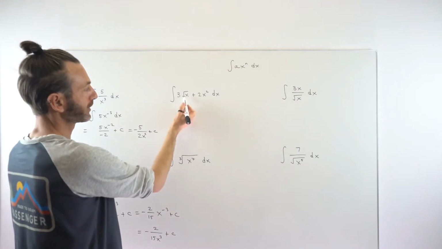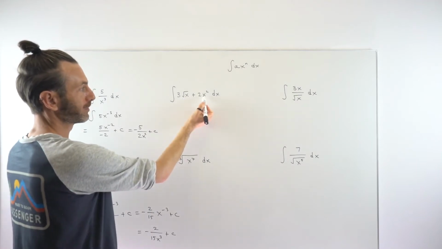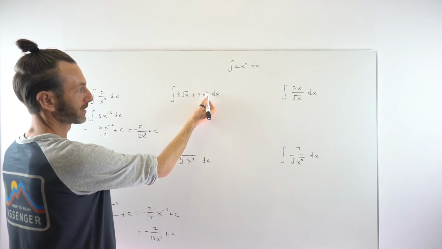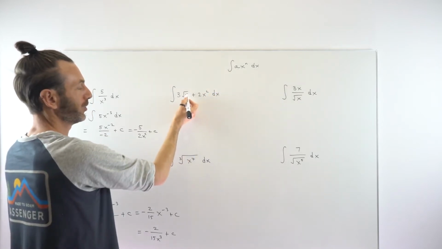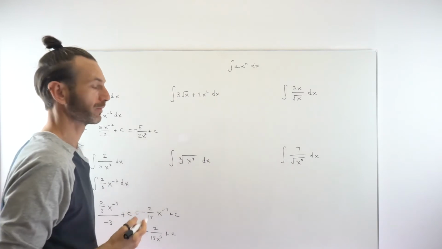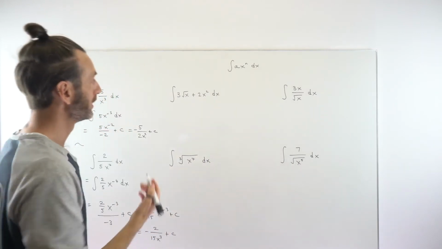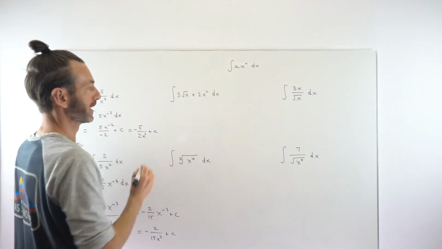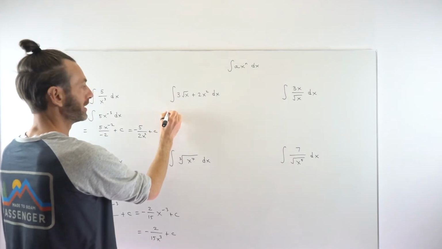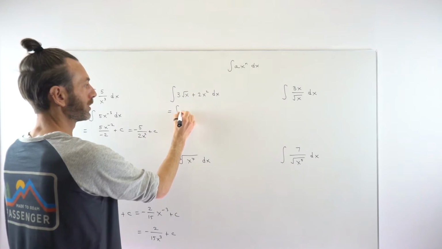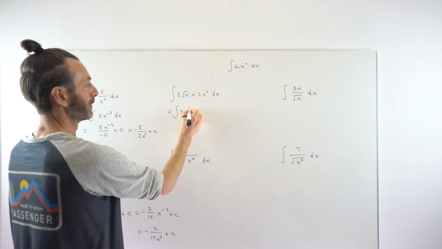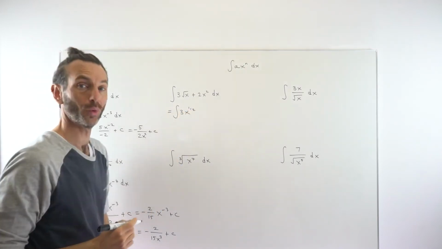So the issue here is a square root. This term is fine. It's in the form ax to the n to match the form we're looking for. This is not in the correct form. We're not allowed to have square roots or any other type of root. So we need to manipulate this in some way. And the way we can manipulate it is by remembering that using exponent rules, a square root is the same as a 1/2 power. So this is effectively 3x to the 1/2 power.